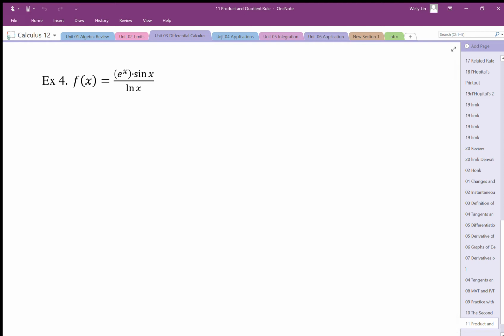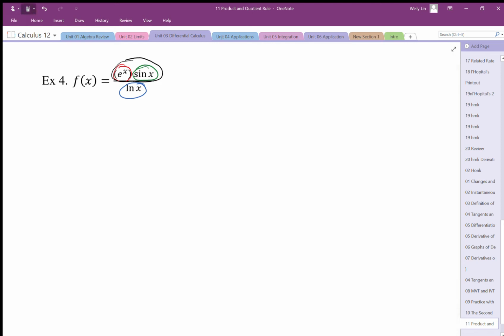So how I'm going to set this up is I'm going to set this up as a product. So I have my e to the x and I have my sine x. So that's my product, and that numerator will be one piece and the denominator here is going to be separate. So I'm going to do the product first, and then I'm going to apply the quotient rule on top of that. So what does that look like?